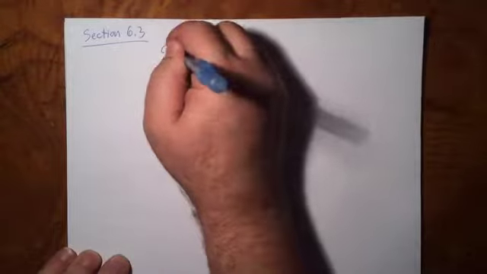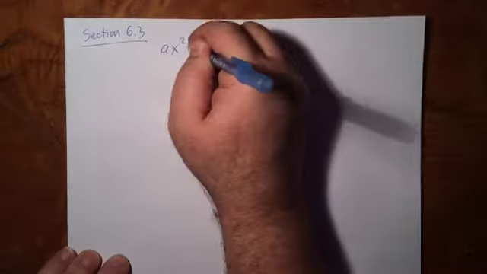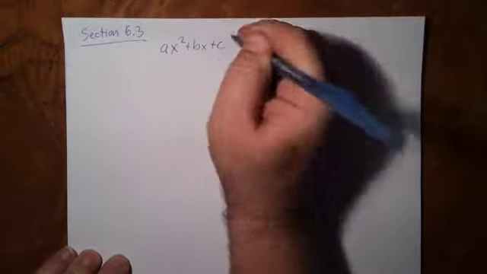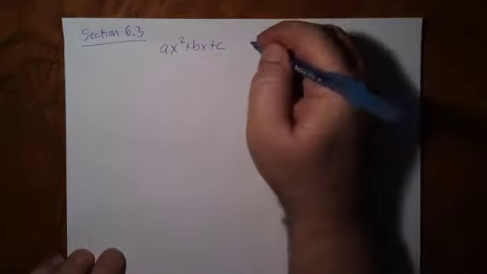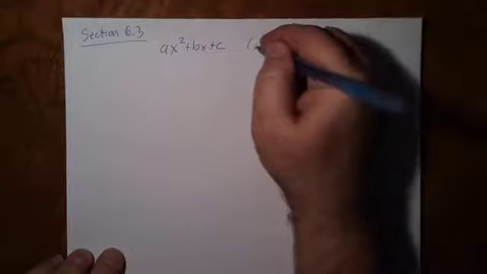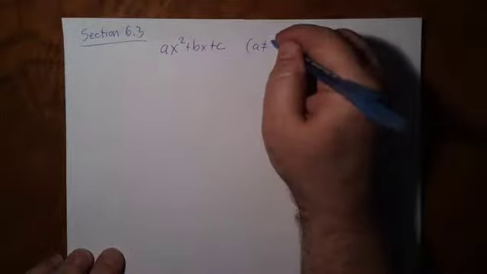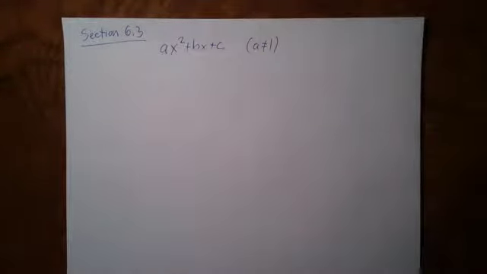Welcome back. We're looking now at section 6.3 in factoring. In this section, the type of trinomials we're looking to factor are going to be of the form ax squared plus bx plus c. And in this section specifically, we consider values for a where the coefficient of a is not equal to 1.